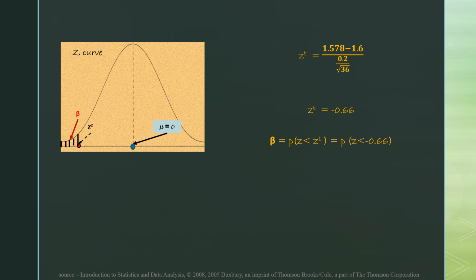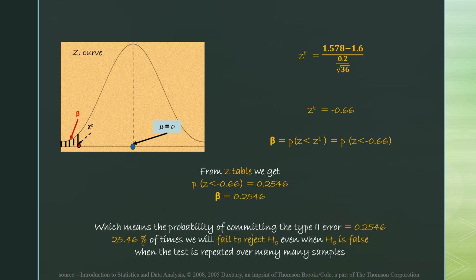Beta equals probability of Z taking a value less than Zt, which equals probability of Z taking a value less than minus 0.66. From the Z table we get probability of Z taking a value less than minus 0.66 equals 0.2546. Therefore, beta equals 0.2546, that is 25.46%. Which means the probability of committing the type 2 error equals 0.2546. 25.46% of times we will fail to reject H0 even when H0 is false, when the test is repeated over many samples over a long period of time.